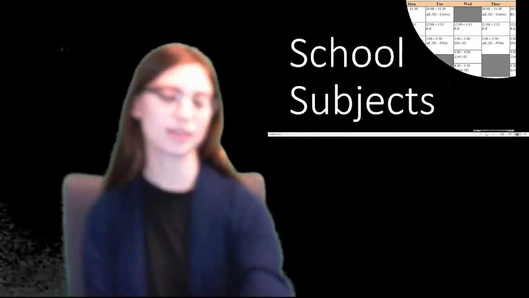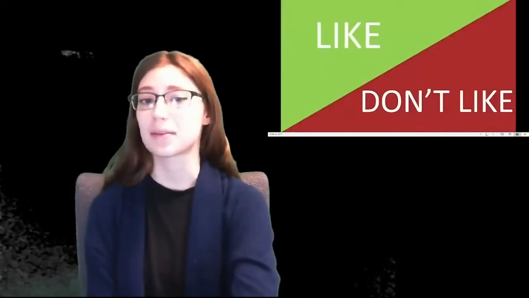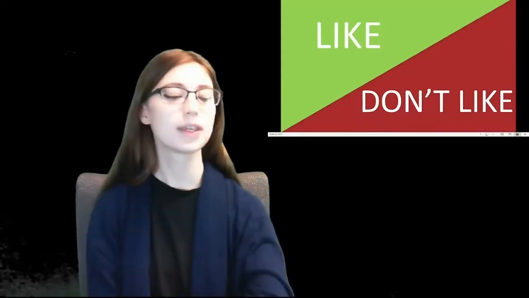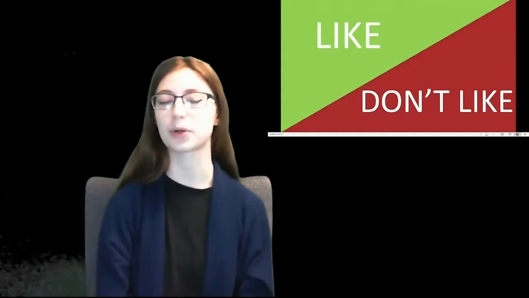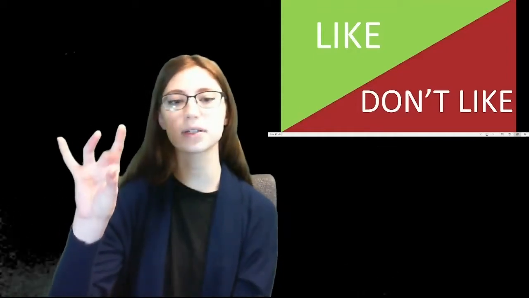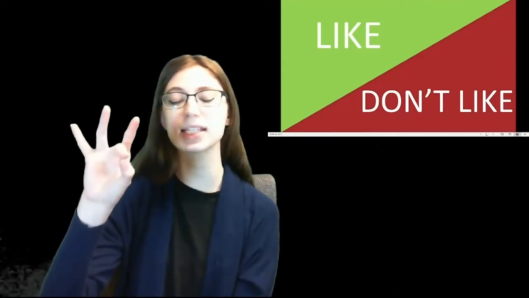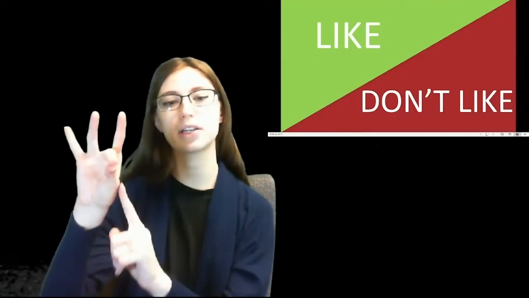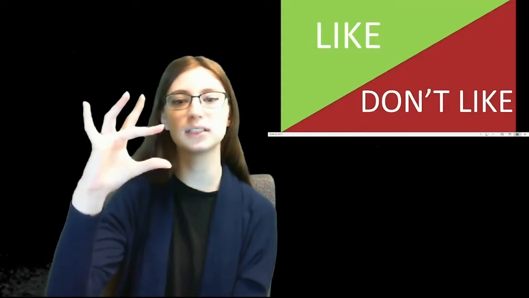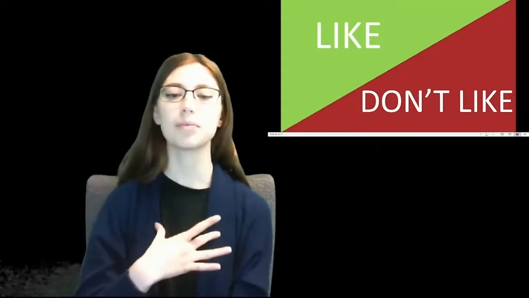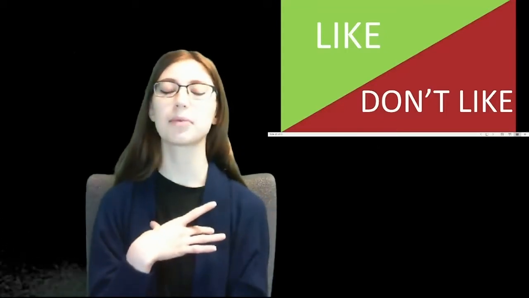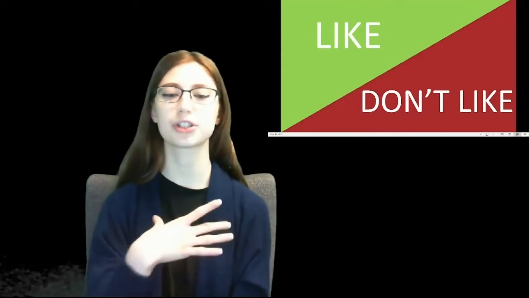School subjects. All right, we cannot talk about school subjects without talking about what we like and don't like. So let's go over those signs real quick. For both of these signs, you are going to need the 8 hand shape. So you could do 6, 7, 8. It is your middle finger and your thumb pressed together. We're going to do an open 8 hand shape and put our middle finger and our thumb on our chest. We're going to pull forwards and pinch those fingers together.